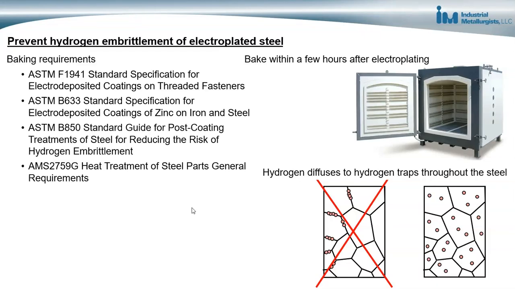There are a number of different specifications or standards that discuss the baking requirements when high-strength steels are electroplated. And these standards discuss when to do the baking, the temperatures to use, and for how long.